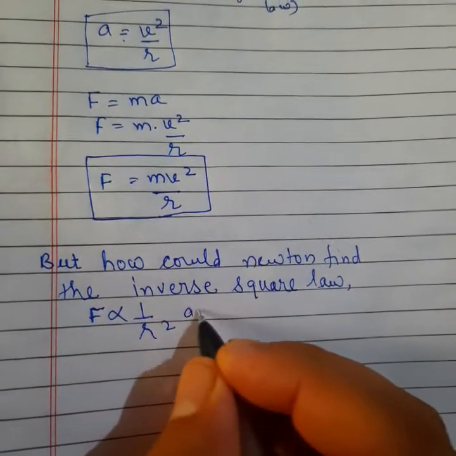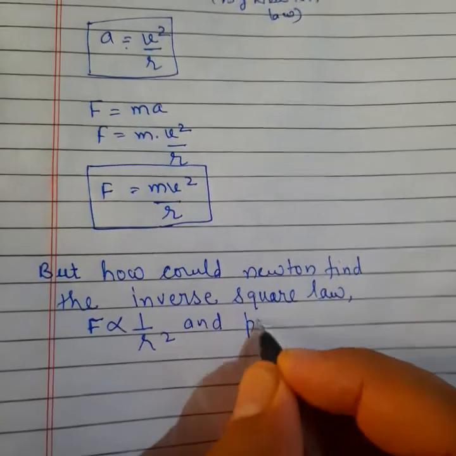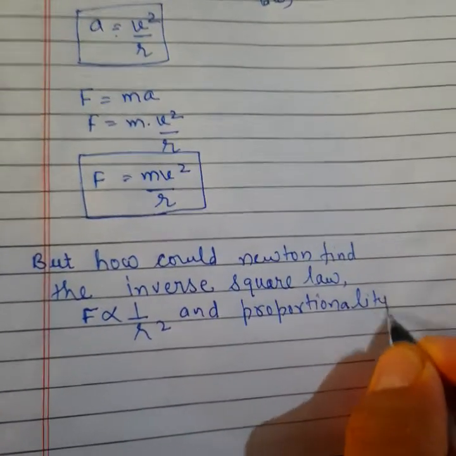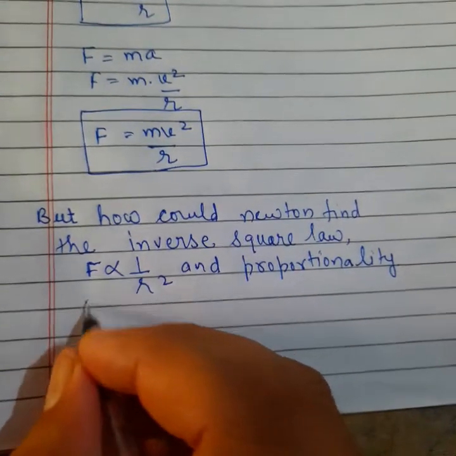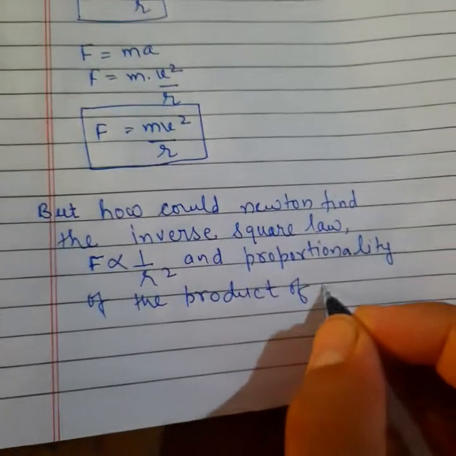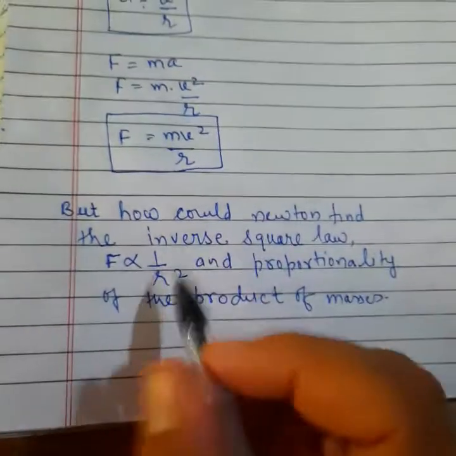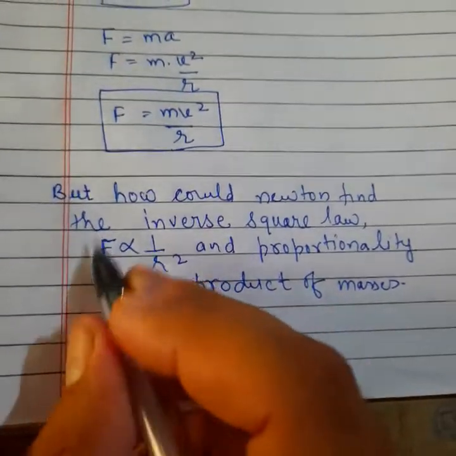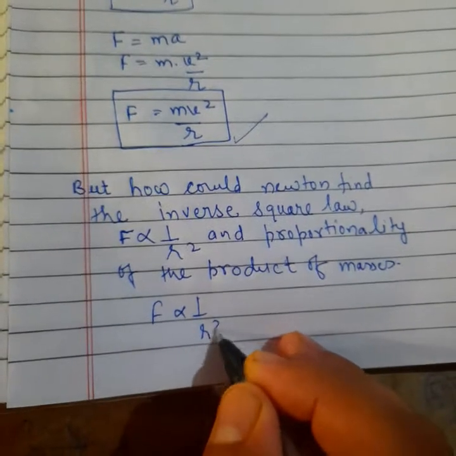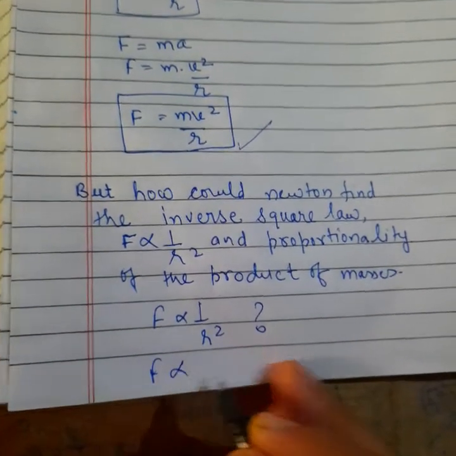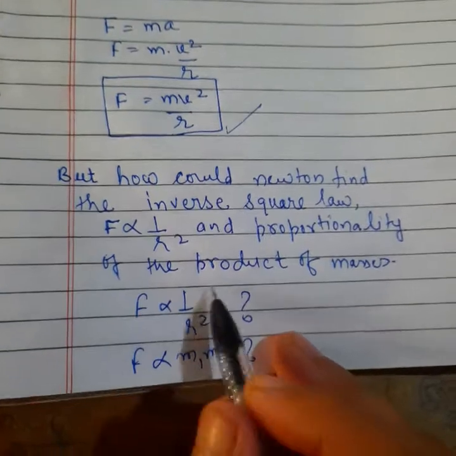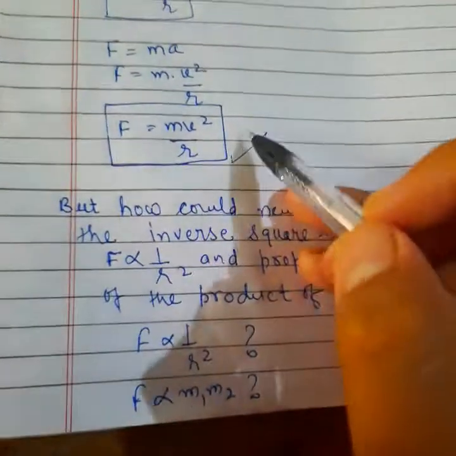Okay, and the proportionality of the product of masses. Listen, one thing will come into play for getting the derivation: we have to prove by this law the centripetal force, that is F inversely proportional to r square. How is this one coming? F directly proportional to the product of masses of the objects. How is this one coming? Clear? We will get these two conditions with the help of this derivation, by the centripetal force concept.